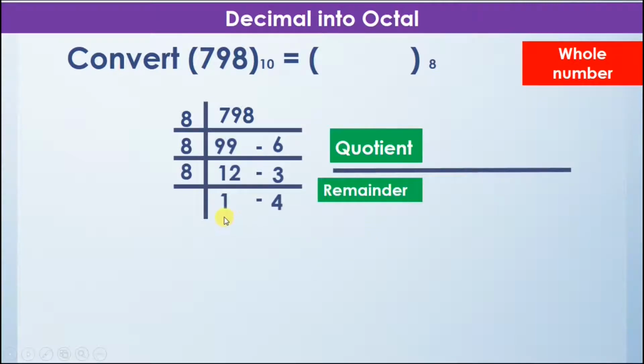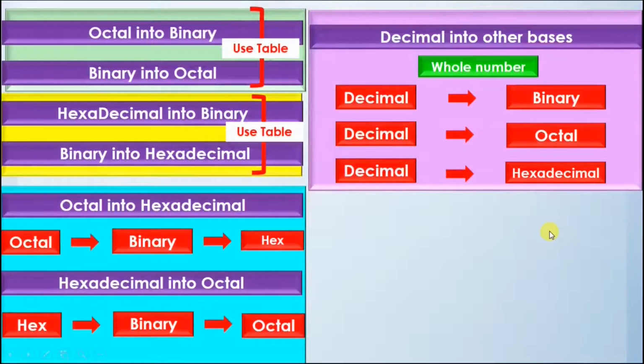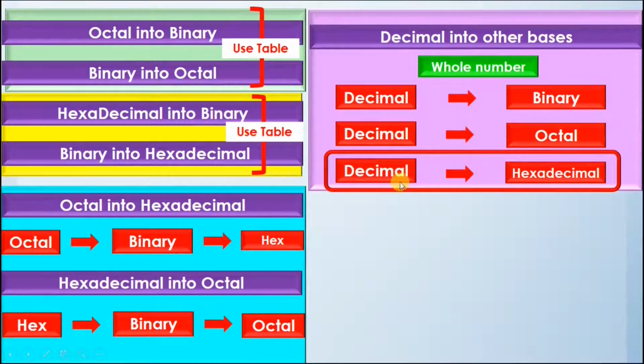Now we can see that this 1 is smaller than 8, so it cannot be further divided. So we will calculate the answer by going from bottom till top like that. So now we can say that the answer is 1436 in octal. So this is how we can convert decimal into octal using whole numbers. So now we have completed decimal into binary and decimal into octal. In the next slide, we will see how to convert decimal into hexadecimal using whole numbers.